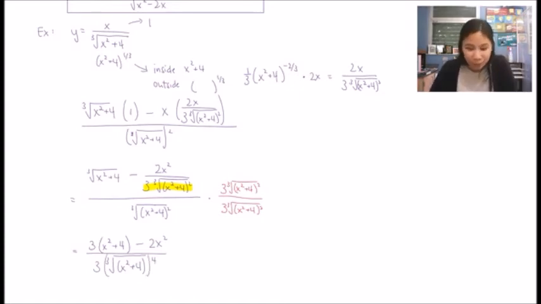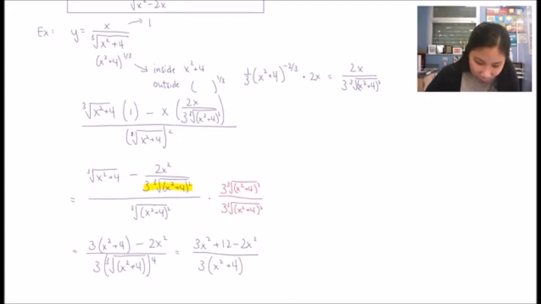So from here I can just simplify the top. So distributing the 3, I get 3x squared plus 12 minus 2x squared over all the stuff on the bottom. And in case you are lazy like me, I'm going to stop writing the radical because I can also rewrite that as an exponent of 4 over 3. Again, up to you. You can do it either way. I will just let you choose.